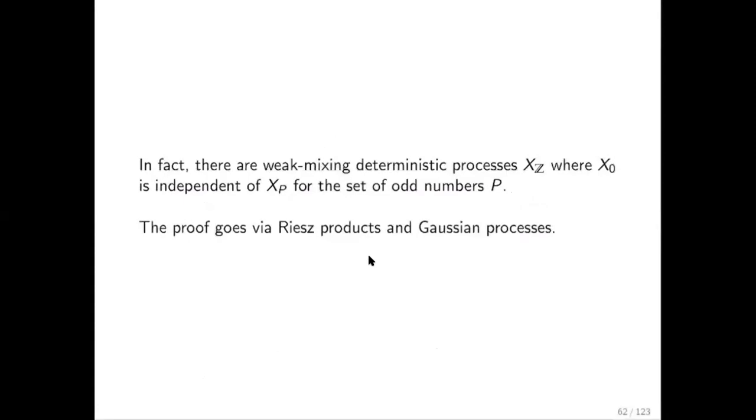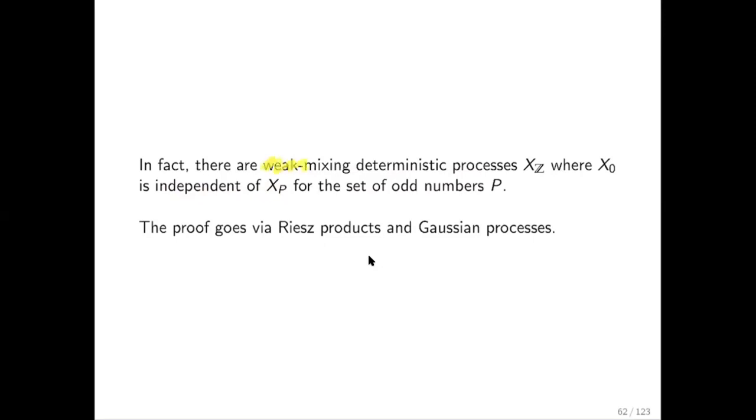In fact, you can do a little more. Here I'll use some terms which I haven't defined, but for people who might be aware of them: there are weak mixing deterministic processes where x0 is independent of what happens at the odd integers. So there are things where you can predict the present given the past, but the odd integers are independent of the present.